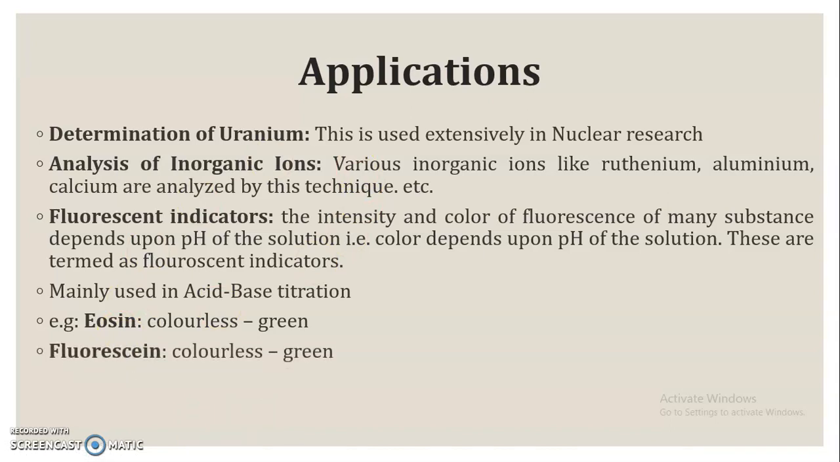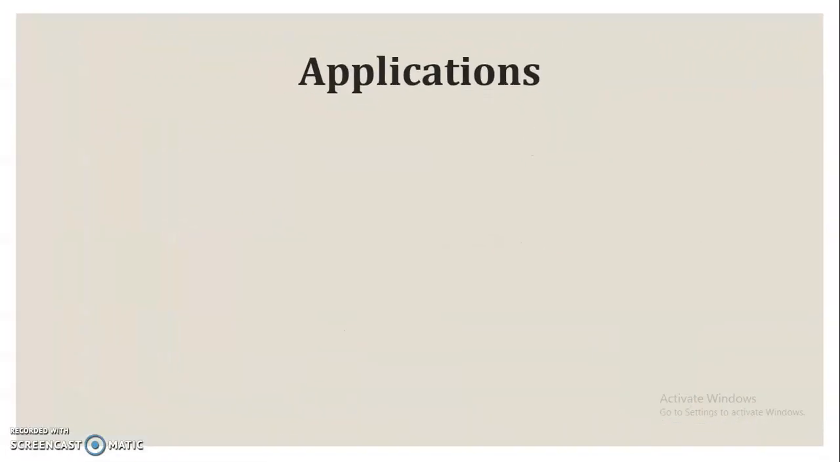Then fluorescein, which is also colorless in acidic condition, but it shows green color in the basic condition. Similarly, quinine sulfate. So these are the various fluorescent indicators that are used. Acridine shows green color in acidic condition, while violet color in the basic condition. Then the next application is fluorimetric reagents.